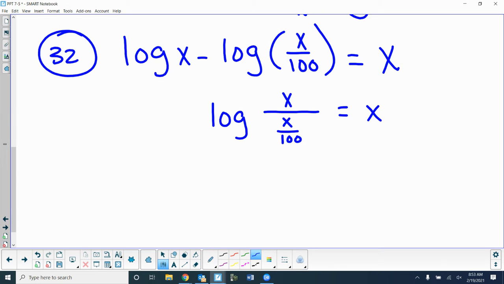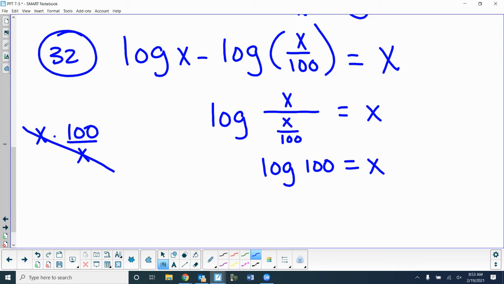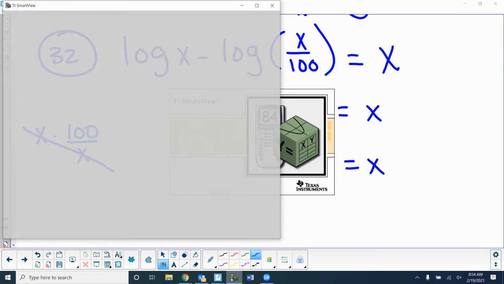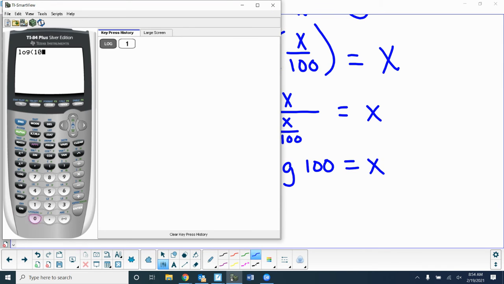Isn't that what I got? When you divide by a fraction, it's the same as doing what? Multiplying by the reciprocal. So that's the same as x times 100 over x. Right? What happens to those x's? They cancel. So what we're saying is log of 100 equals x. Well, what base are we using here? Base 10. So I can just put in my calculator log of 100, which is 2. That's our answer.